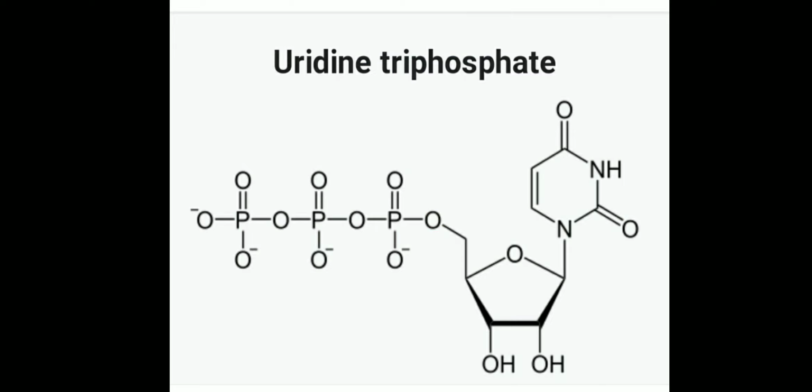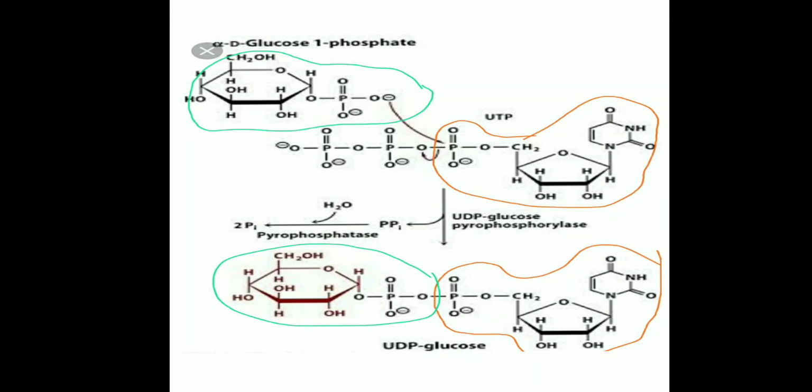Further activation of glucose molecule takes place by the addition of uridine triphosphate molecule. This molecule consists of ribose sugar, nitrogenous base uracil and 3 phosphate groups. This is the molecule of uridine triphosphate and this is the molecule of glucose 1 phosphate.